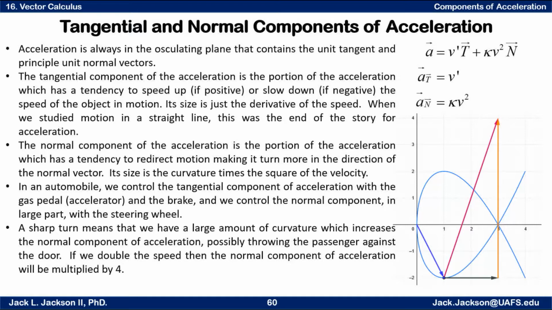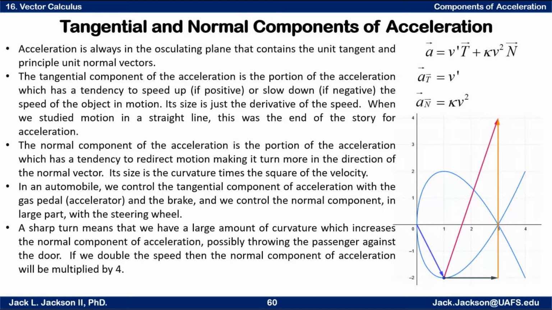But when we allow our motion to go into 2 or 3 dimensions, this normal component of the acceleration comes into play. And the normal component of the acceleration is the portion of the acceleration which has a tendency to redirect motion, making it turn more in the direction of the normal vector. So this normal vector is pointing to the left of the direction of the motion here. If you're pointing in the direction of the motion, that's a left turn. And notice, of course, that if you're following this path, you'd be making a left turn, or at least curving to the left.